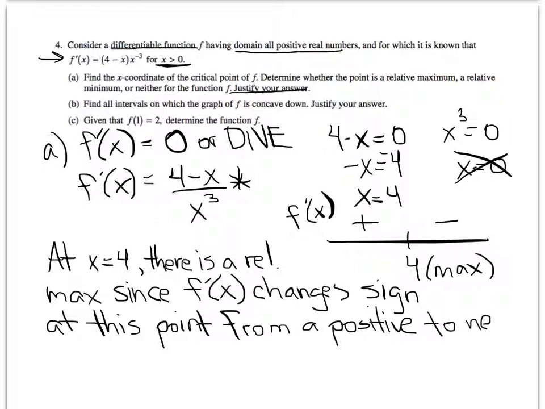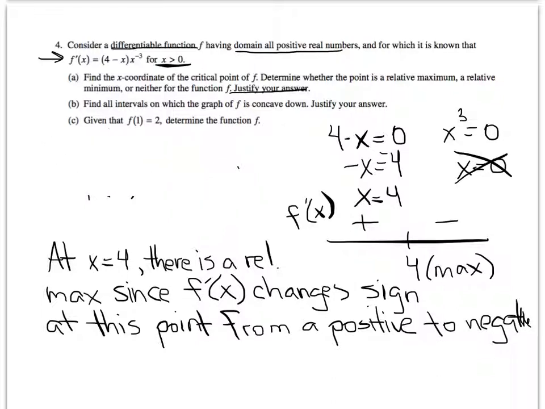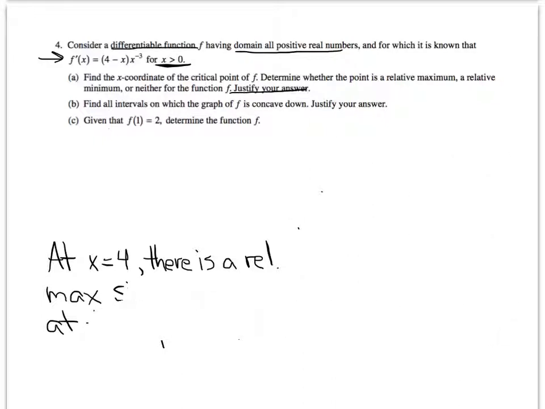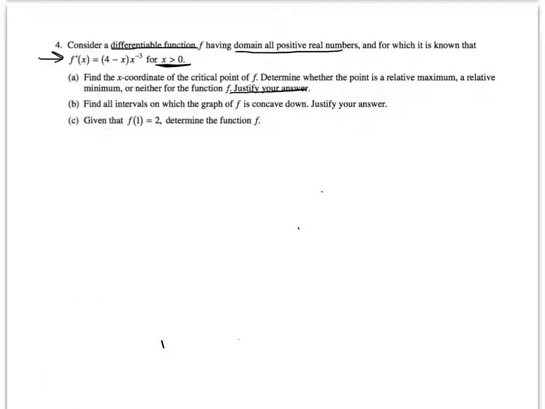Okay, now let's go on to question B. Question B says that we have to find all the intervals on the graph of f that are concave down. When I think of concave down, immediately we should think of the second derivative. So I have to find the second derivative when I'm given the first derivative. Okay, no problem there. So part B.